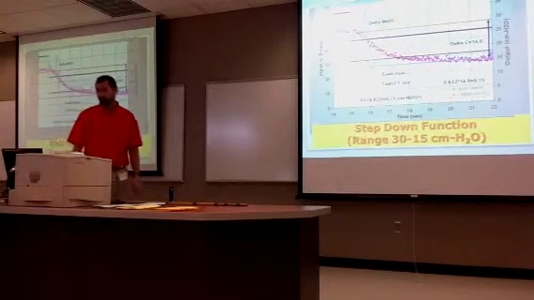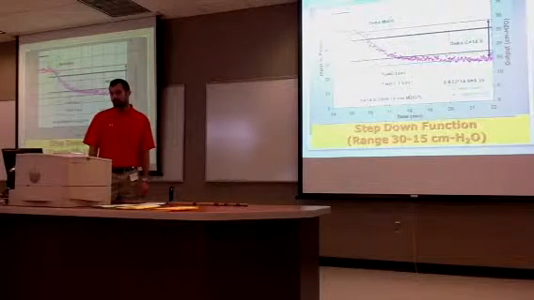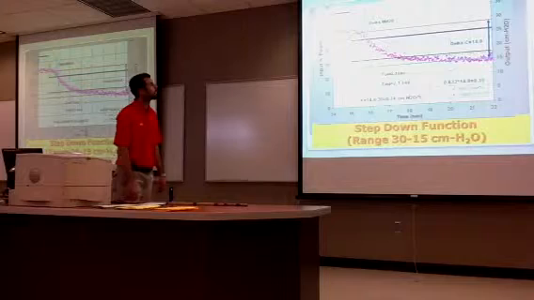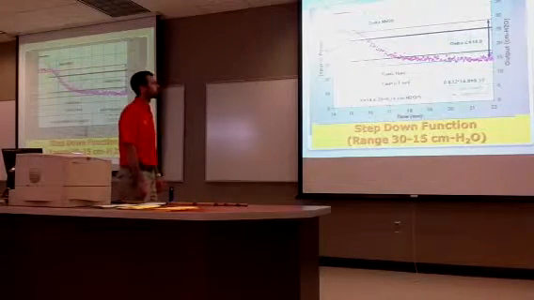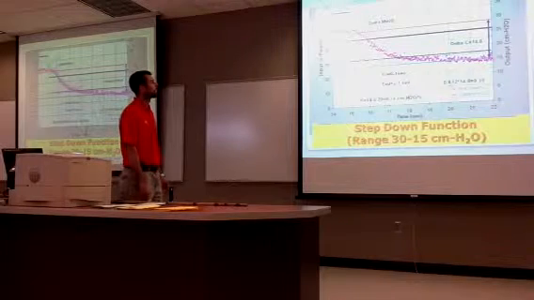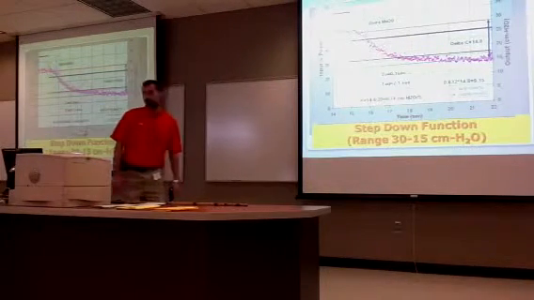This is one of our step-down functions. It was from the range of 30 down to 15 centimeters of H2O. The delta M was the same at 20, but our delta C was 14.8, which ended up giving us a K value of 0.74 centimeters of H2O.